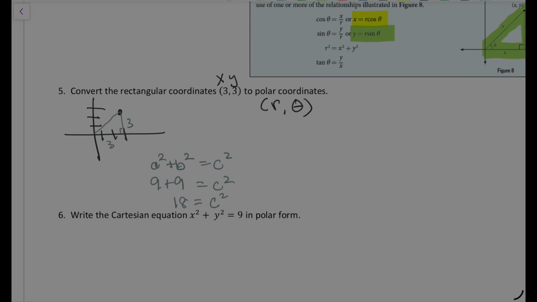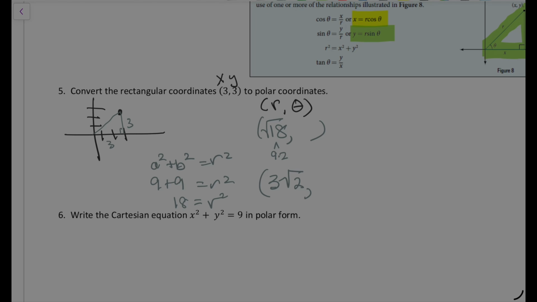That's really, I could have just said this was r, which means r is going to be the square root of 18. We'll find the theta here yet. I do know that 18 is 9 times 2. So the square root is 3 and then root 2. Okay, so that's the r part.